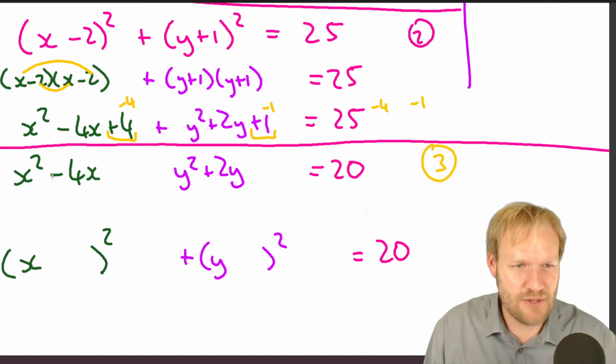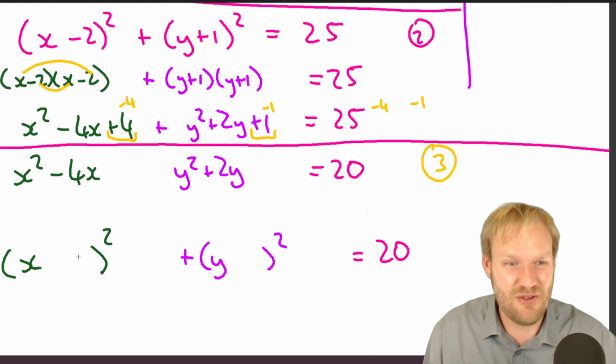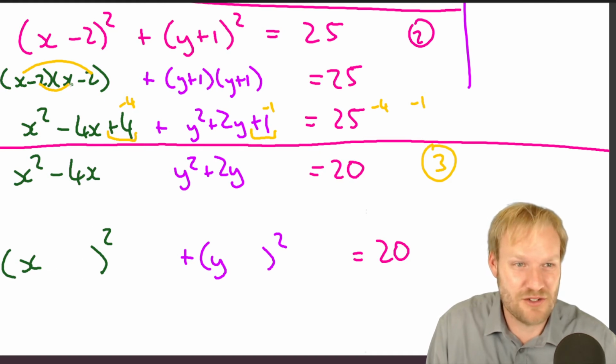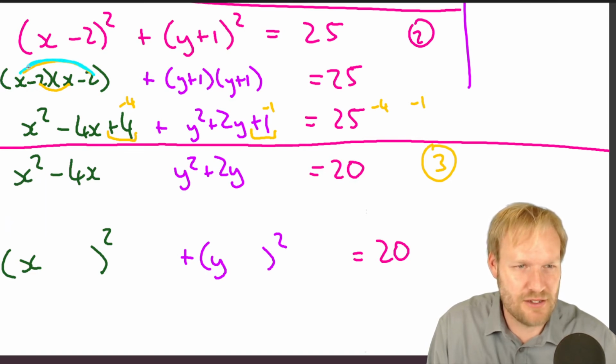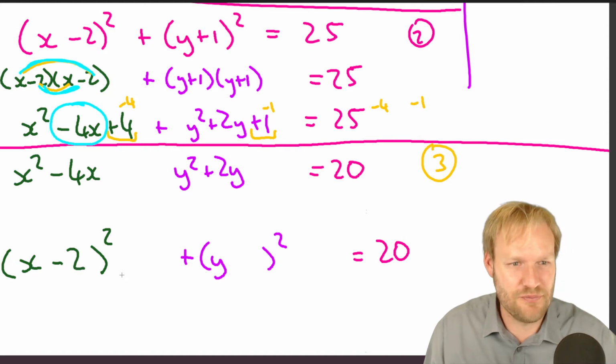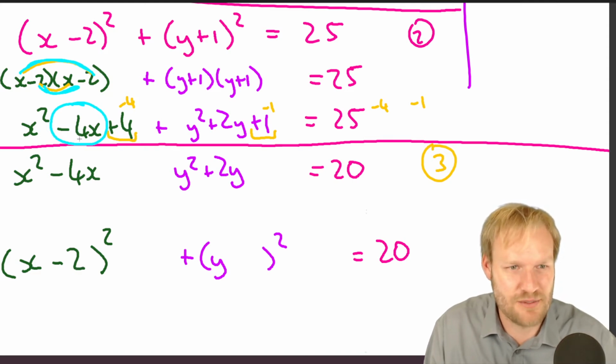Now, x squared minus 4x. There's only really one option. If you think about this up here, where we had x times x is x squared, minus 2x gives us our minus 4x. So let's just highlight what I mean. This minus 2x gives us our minus 4x. In other words, this must be minus 2 over there so that we can get our minus 4x.